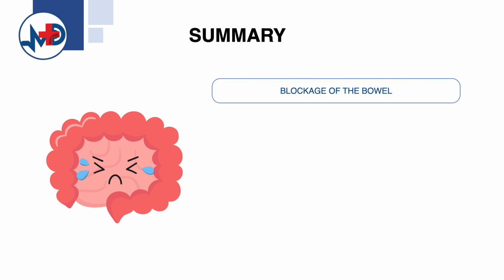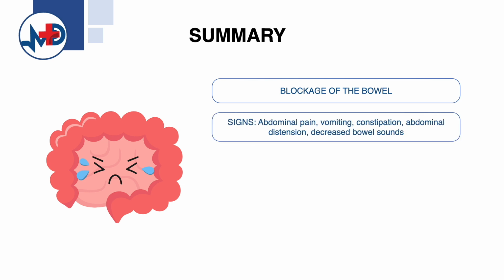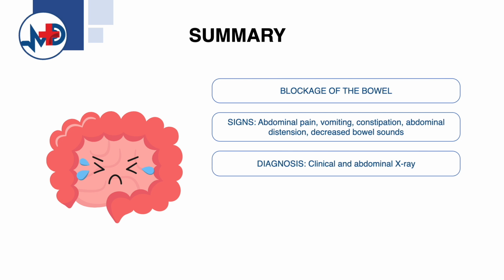passage of content through the intestine due to the pathology that causes the obstruction of the bowel. The cardinal signs of intestinal obstruction include abdominal pain, vomiting, constipation, abdominal distension, and decreased bowel sounds, regardless of the underlying etiology. Diagnosis is clinical and confirmed by abdominal x-rays.